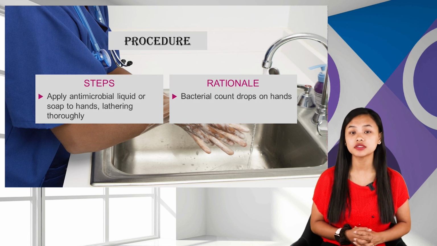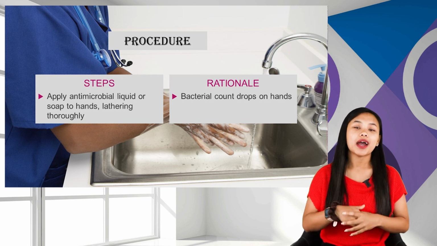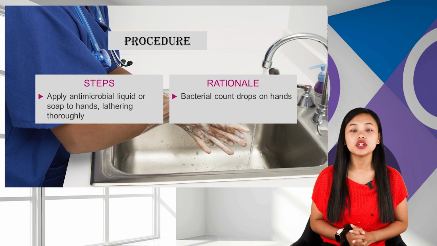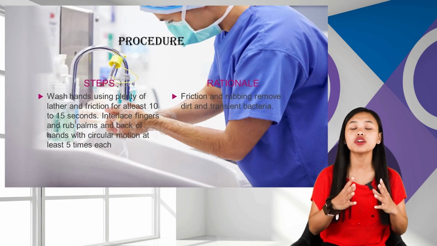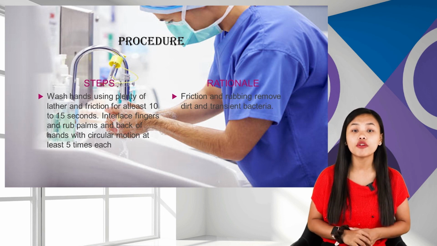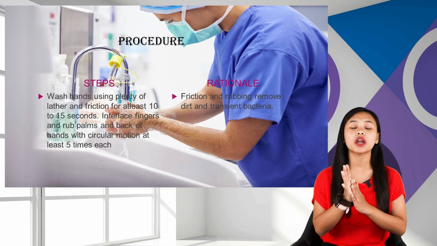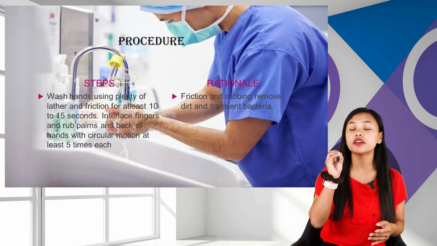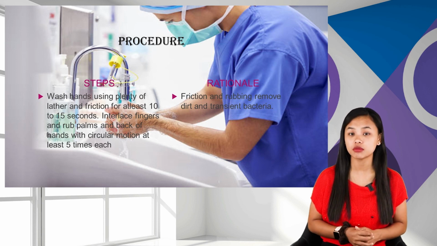And why do we use the antimicrobial soap or the antimicrobial solution? We use it because it helps to reduce the bacterial count. The bacterial count drops whenever we use the antimicrobial soap or solution. We must wash our hands using plenty of lather and friction for at least 10 to 15 seconds. And here, whenever we are rubbing our palms, the back of our hands, or the fingertips on the palms, we need to make sure that we do it in a circular motion at least 5 times each.